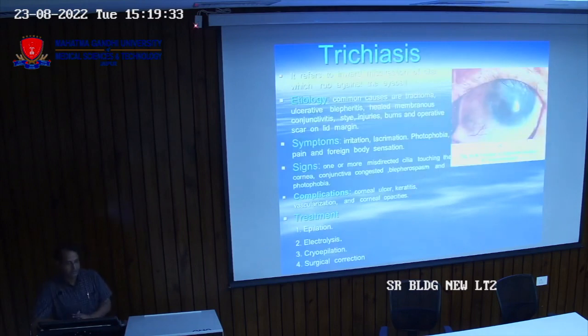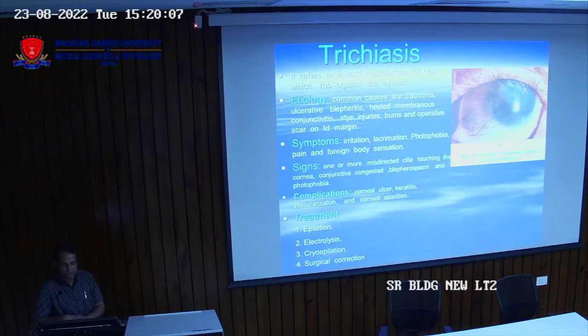Trichiasis refers to the inward misdirection of cilia which rub against the eyeball. The normal position of the cilia is outward and upward in the upper lid, and downward and outward in the lower lid. If misdirected, they will touch the conjunctiva or cornea, which will produce a foreign body sensation and lacrimation. Etiology: trachoma, ulcerative blepharitis, healed membranous conjunctivitis, stye, injuries, burns, and operative scars on the lid margin.